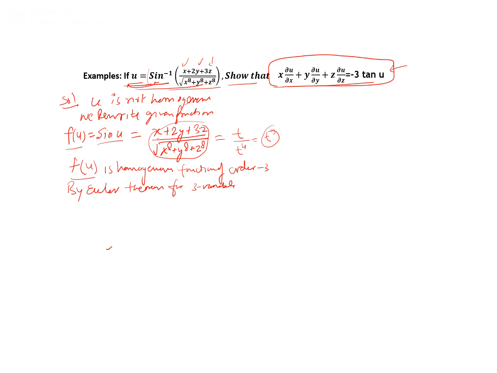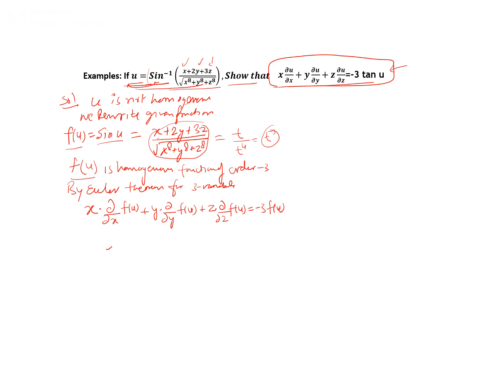So by Euler theorem, Euler states that for three variables, x into the partial derivative of f u with respect to x, plus y into the partial derivative of f u with respect to y, plus z into the partial derivative of f u with respect to z, is minus 3 times that function f u, because f u is a homogeneous function.